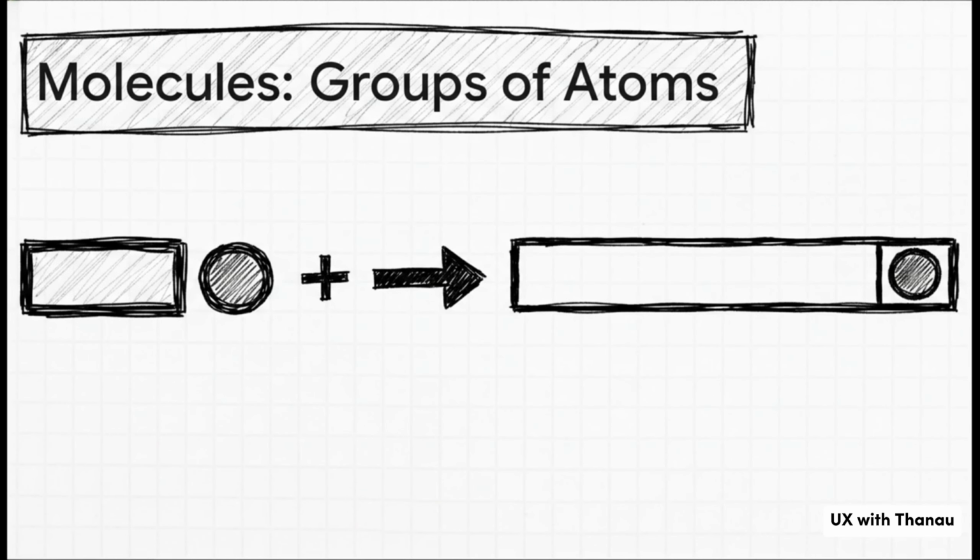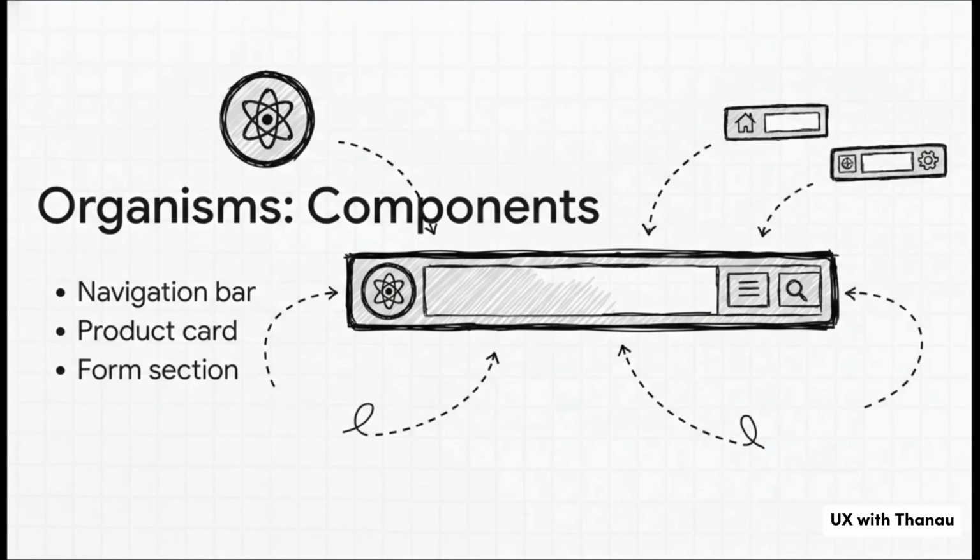Next, we've got molecules. And this is where it starts to get fun. We take those basic atoms and we start combining them into simple functional groups. So for example, you take an input atom and you pair it with a button atom. Boom! You've got a search bar molecule. It actually has a job now. And from there, we build organisms. By combining a bunch of molecules and maybe some individual atoms, we create these bigger, more complex parts of an interface. Think about a navigation bar, right? It might be made up of a logo atom and a few link molecules. It's its own distinct section. These 3, atoms, molecules, and organisms, they're the real heart of your interface's structure.